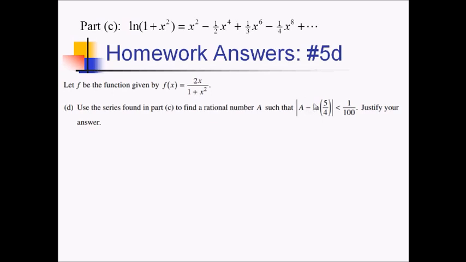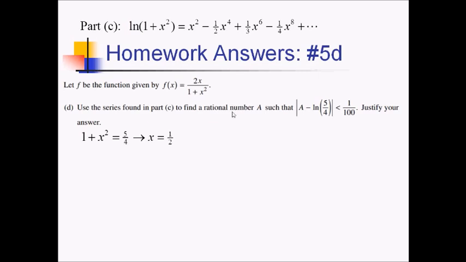So if we have ln of 5 fourths and ln of 1 plus x squared, that means that 1 plus x squared and 5 fourths must be equivalent. So the x value then is whatever I get by subtracting 1 and square rooting. Well, 5 fourths minus 1 is 1 fourth. Square root of that is going to be 1 half. So that's our magic x value.